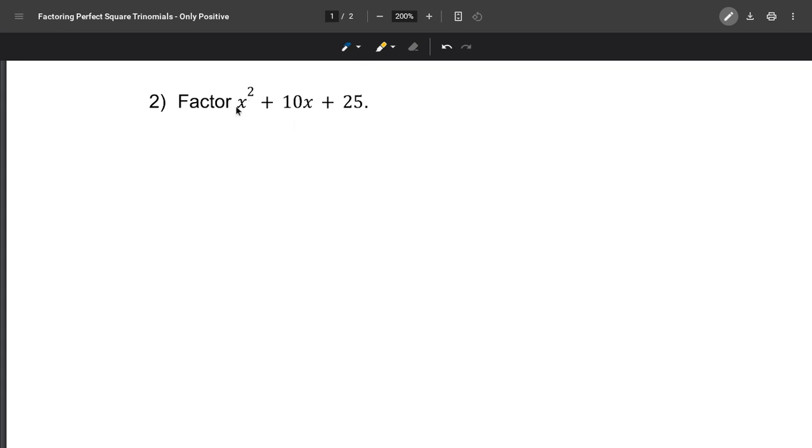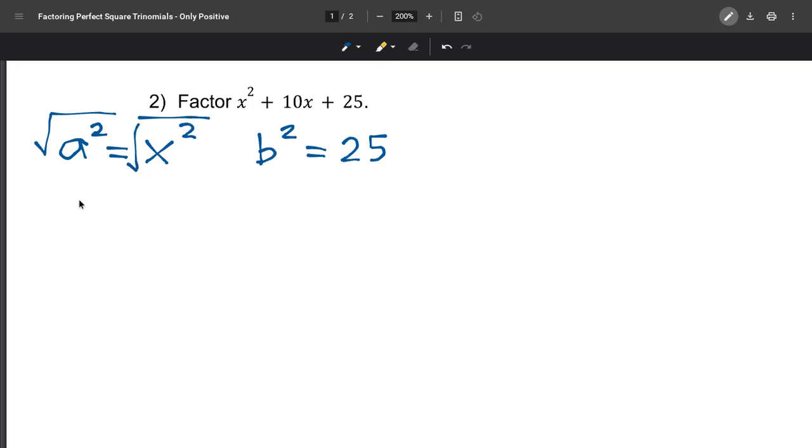But if we're starting to notice, we're thinking maybe this is a perfect square trinomial. Again, a squared is going to be our first term, so a squared is going to be x squared. B squared is going to be our last term, so b squared is going to be 25. Take the square root of both sides here. So a is going to equal x. Take the square root of both sides here. B is going to equal 5.